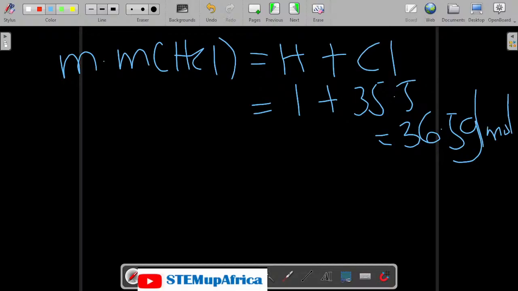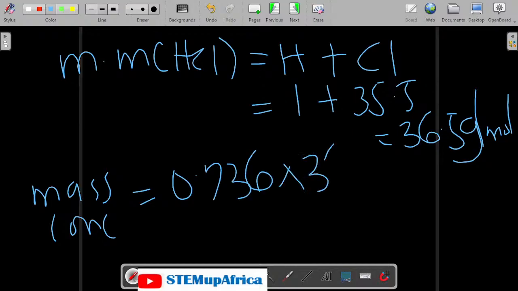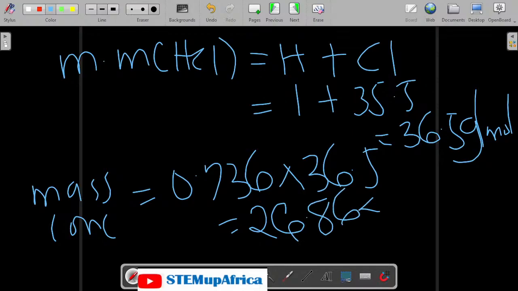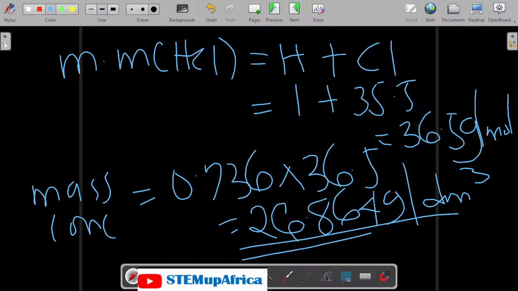So with that, I can now find the mass concentration. Mass concentration, molar concentration is 0.736 times 36.5. What would that give to us? That will give us 26.864 grams per dm cube. That's now the mass concentration of the acid.